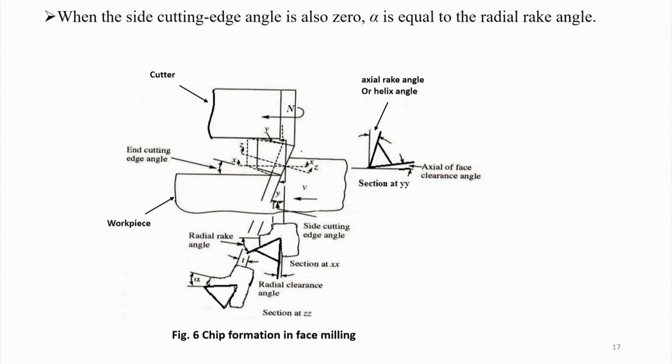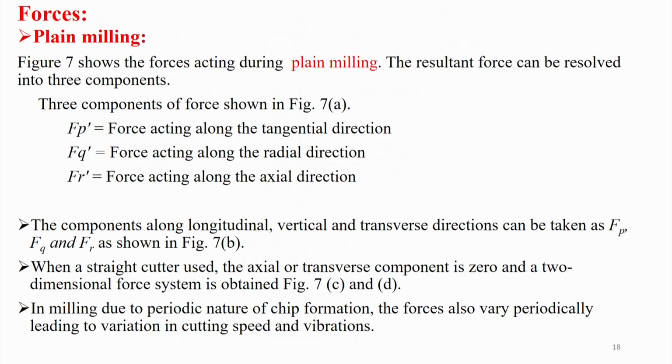This is the cutter, and if we take one section at x6, it looks like this. We get a radial rake angle here, a radial clearance angle here, and we are getting that alpha, and we are getting axial rake or helix angle. Axial rake is basically helix angle, and this is the face clearance angle, like that. So, that way we can make it.